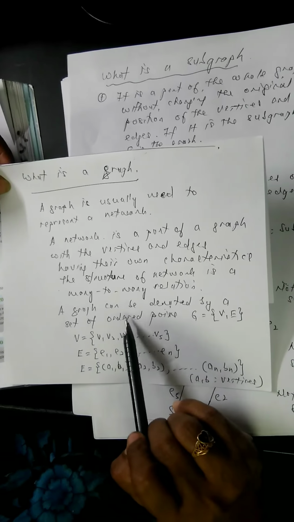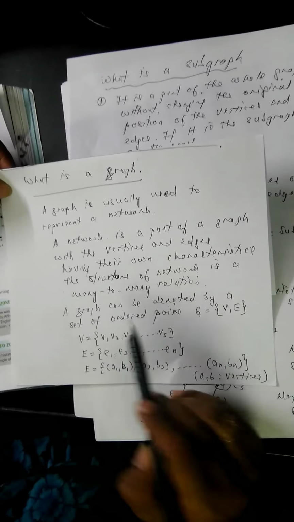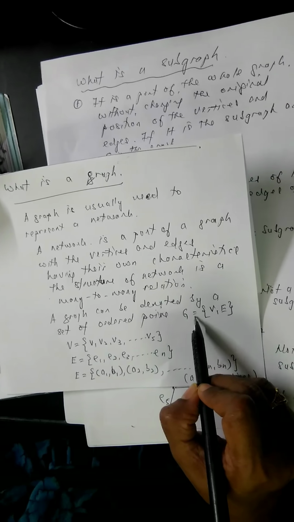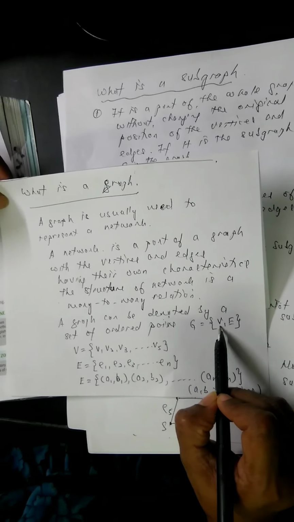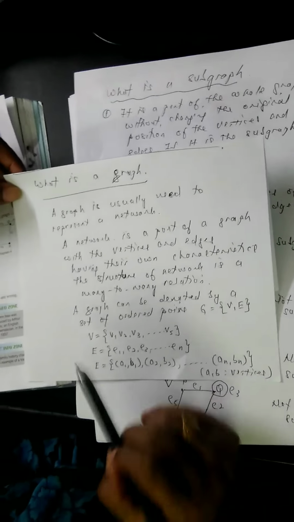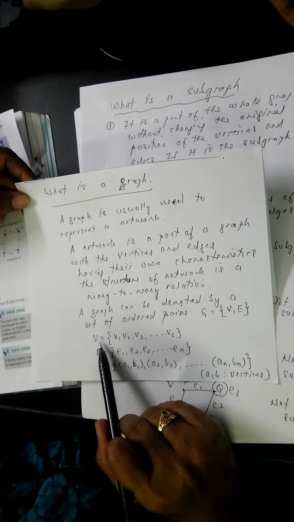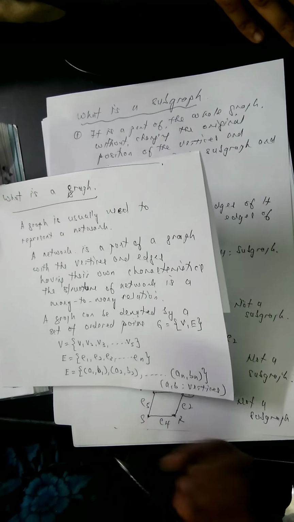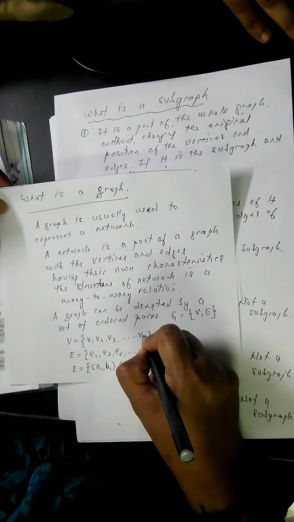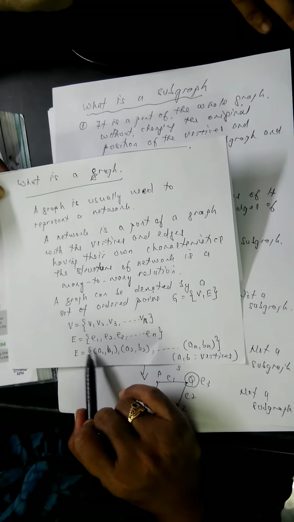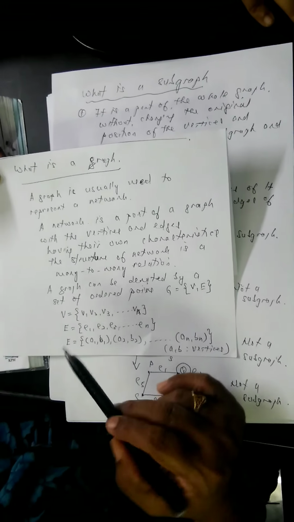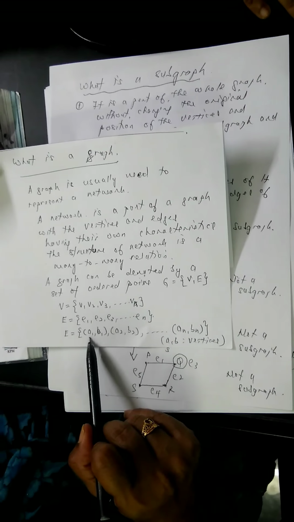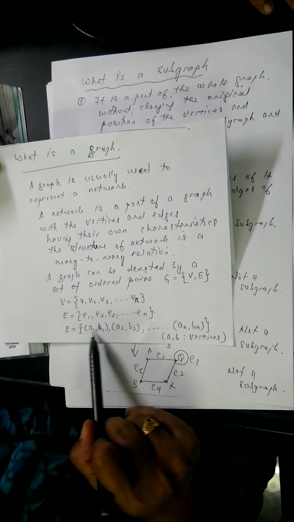A graph can be denoted by a set of ordered pairs, and this is the abbreviation for a graph: G = (V, E). V stands for vertices, and E stands for edges. In any graph, V is a set of all the vertices V1 right up to Vn, and E stands for your edges, E1 right up to En. Now E can be written based on the graph given to you, or it can also be written in ordered pairs like this, whereby A and B are vertices.